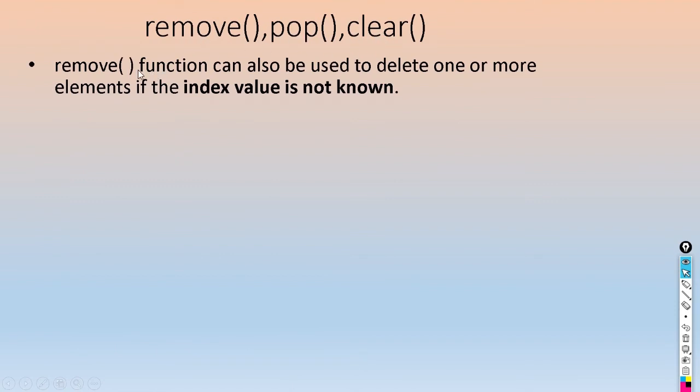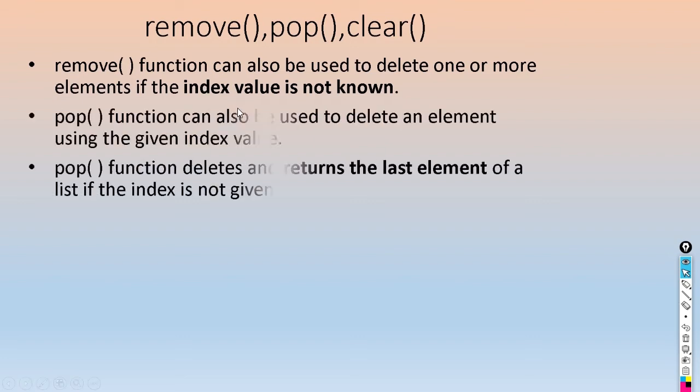Remove, pop and clear. Remove function. The first one is the remove function that can be used to delete one or more elements if the index value is not known. So if I do not know the index value but I want to delete a particular element, I know the value, then I can use the remove function.